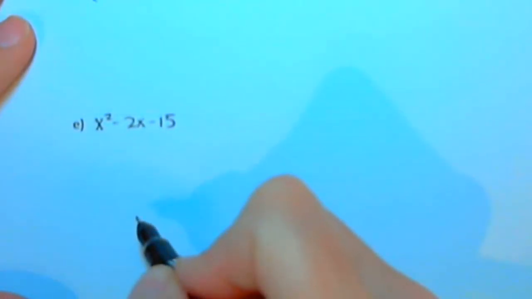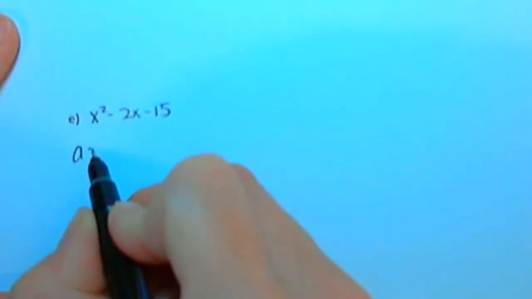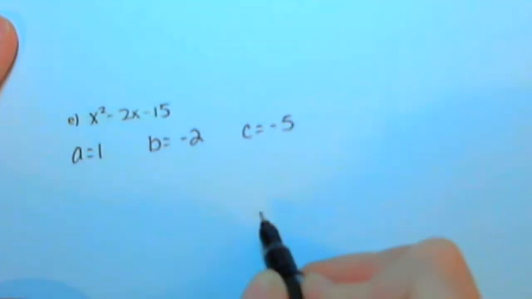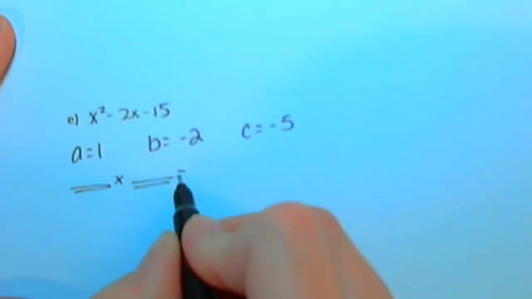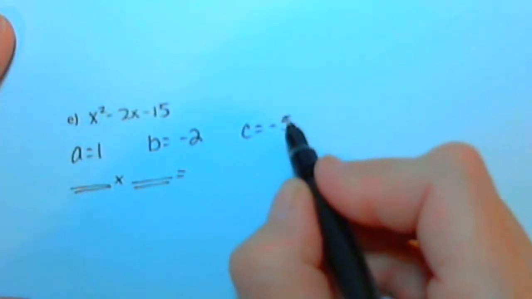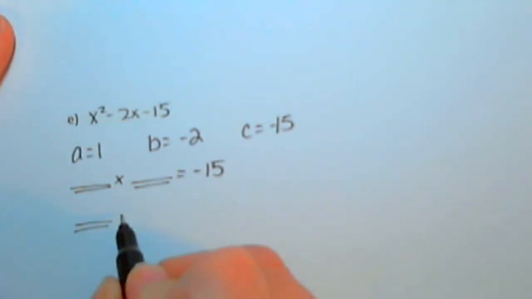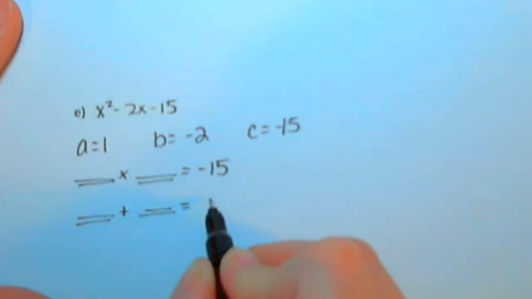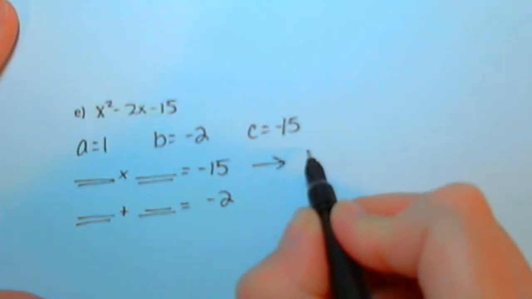Last one. Last one is a slightly different situation because you have both B and C being negative. So A is 1, B is -2, and C is -15. And you want two numbers that multiply to give you C, which is -15, and add to give you -2. Well, what multiplies to give me -15?